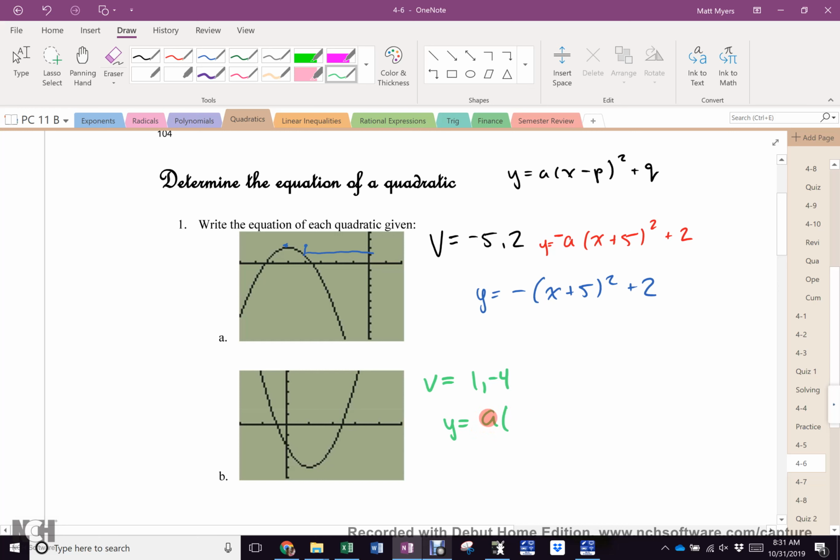Why do we know it's positive, Satjot? Because it's a happy parabola. It's so happy it's sticking its tongue out. Wait, it's Halloween. That would have been better.